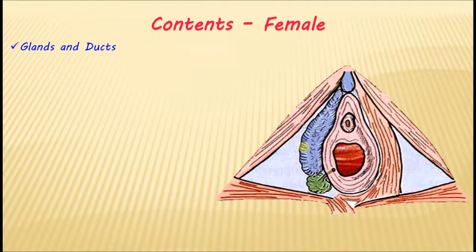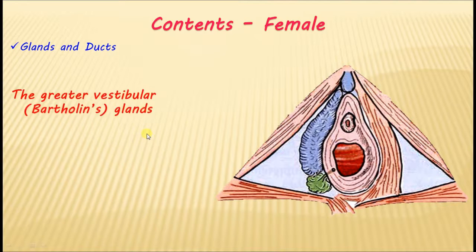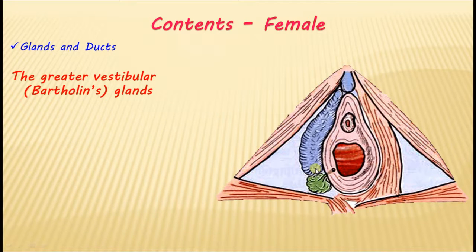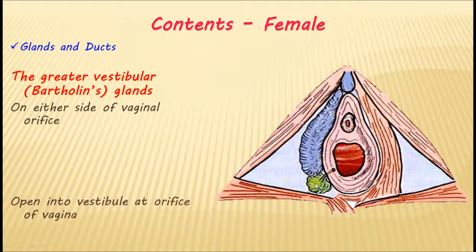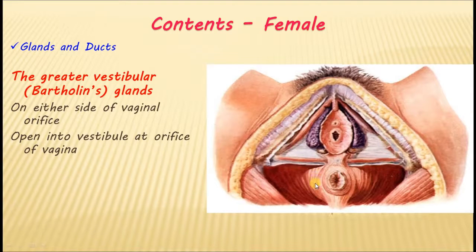Then apart from the vessels, muscles and nerves, we have the glands and ducts, the greater vestibular glands of Bartholin. Their ducts are seen on either side of the vaginal orifice, opening into the vestibule. So these are the vestibule, and the greater vestibular glands of Bartholin, and their ducts opening into the sides of the vagina.